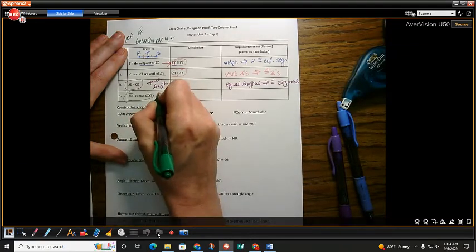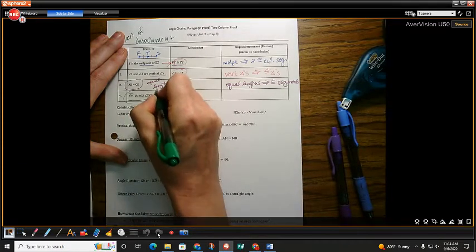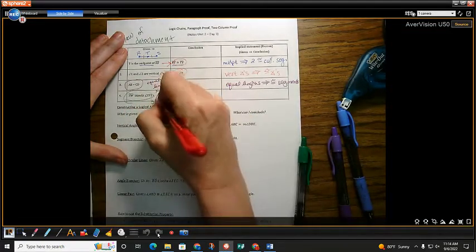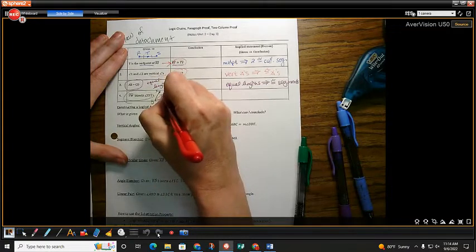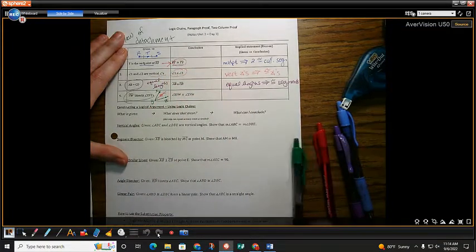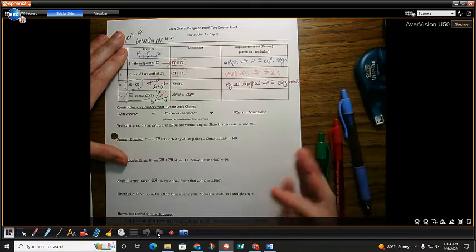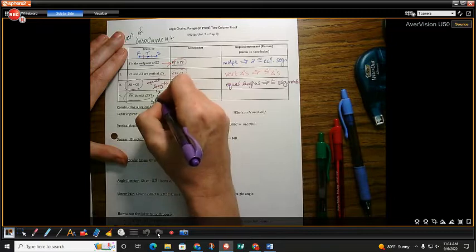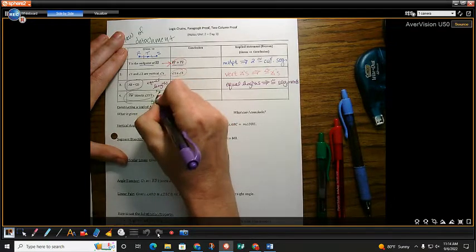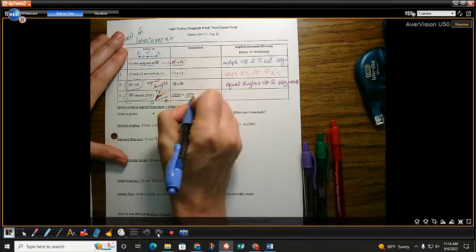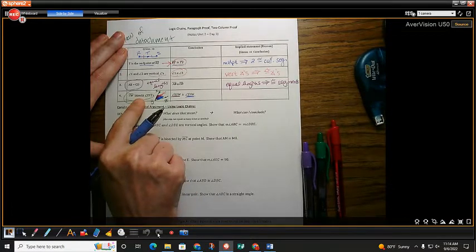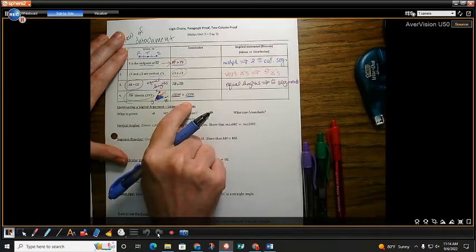I've got an angle XYZ, and I've got YW bisects it. So W is probably in here somewhere, and it bisected it. And somehow, from just hearing that, this says that angle XYW, that's this guy, is congruent to angle ZYW. That's that guy. How did they get from an angle being bisected to two angles being congruent?